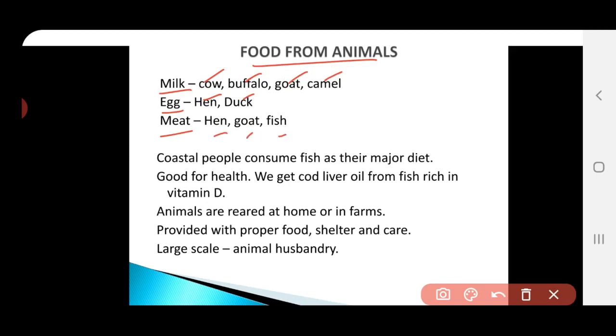Coastal people consume fish as their major diet. It is good for health, and fish contain cod liver oil which is rich in vitamin D. Animals are reared at homes or in farms. That is, we are growing animals either at home or in a farm. They should be provided with proper food, shelter and care. If this rearing process is done on a large scale, it is called animal husbandry.